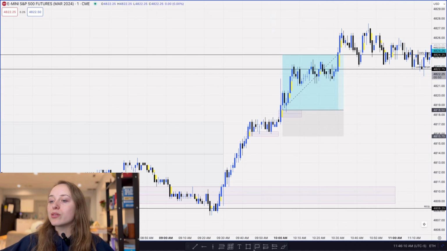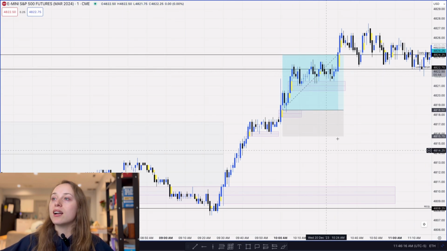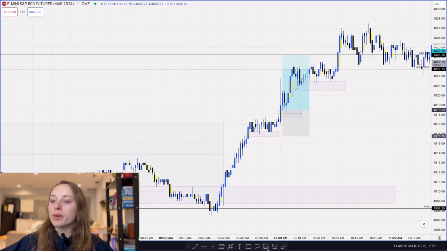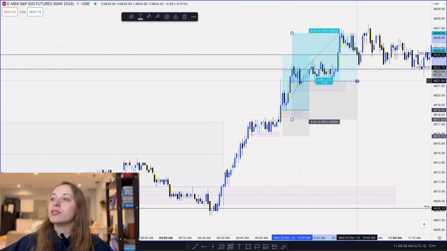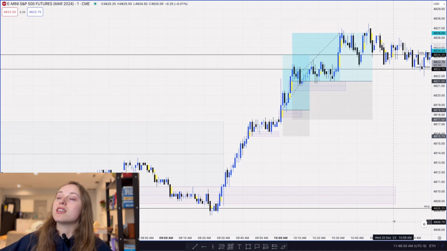We could even use this one as an entry as well, but because we had yet to hit that daily high, that would have been a little bit more risky just because we would want at least a 5-point run. So we would want to see it trade higher past that daily high.